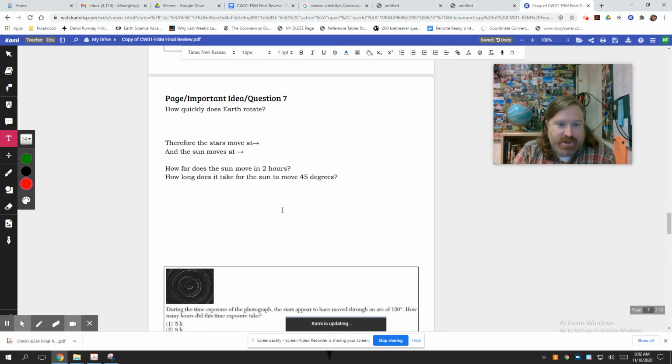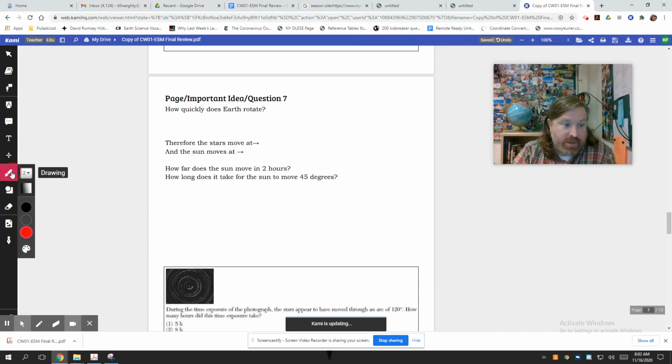All right, how quickly does the Earth rotate? So, got to know this, and you got to know it in degrees per hour. This is a memorization number. This is not in the reference tables. Now, if you're not good at memorizing things the way that I was not, just think about it when you get there. The Earth has to spin a full circle. We all know that a full circle is 360 degrees.